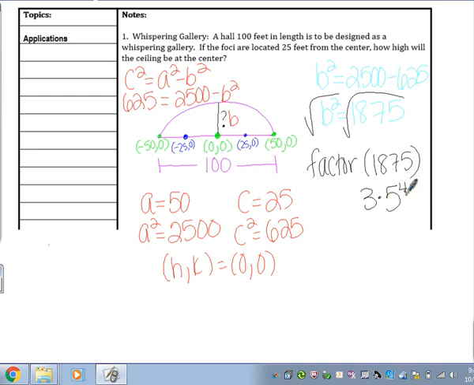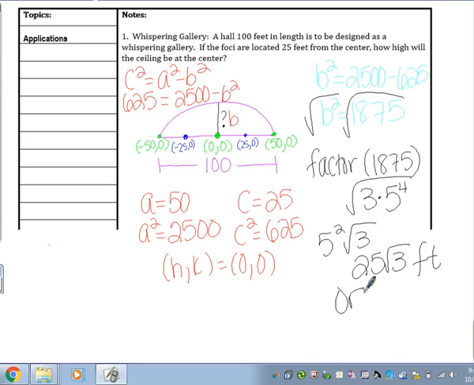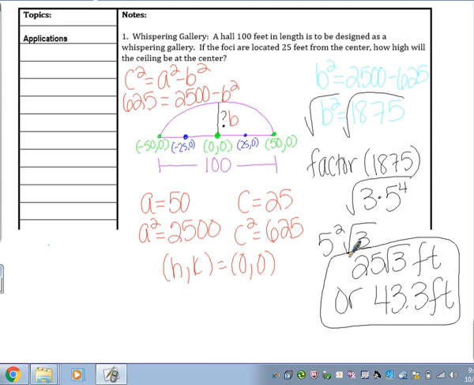All right, so what can I bring out? I can bring out 5 squared, which is 25, and radical 3. And that would be in feet. Or you can turn that into a decimal, which would be what? 43 point. Okay, so we'll say 43.3 feet. Either of those is acceptable. They both work.